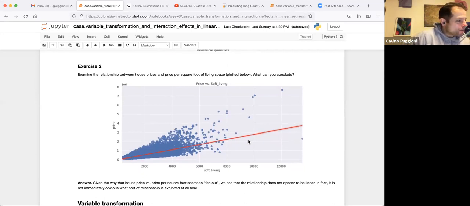Nicholas, I really like that comment. The higher the price, the more variables affect the price in addition to area, indeed, because after a certain level, when you have a large house, then there are other things that determine the price.